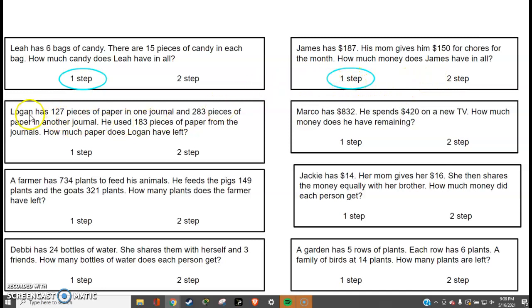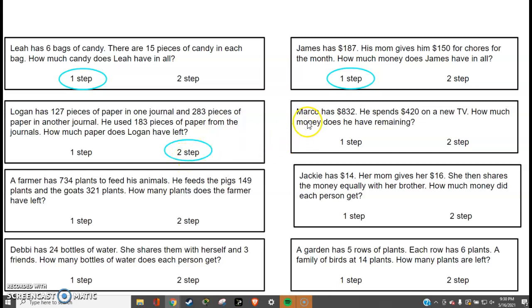The next question says, Logan has 127 pieces of paper in one journal and 283 pieces of paper in another journal. He used 183 pieces of paper from the journals. How much paper does Logan have left? Well, in this problem, we are actually doing a couple of different things. So that means that it is going to be a two-step problem.